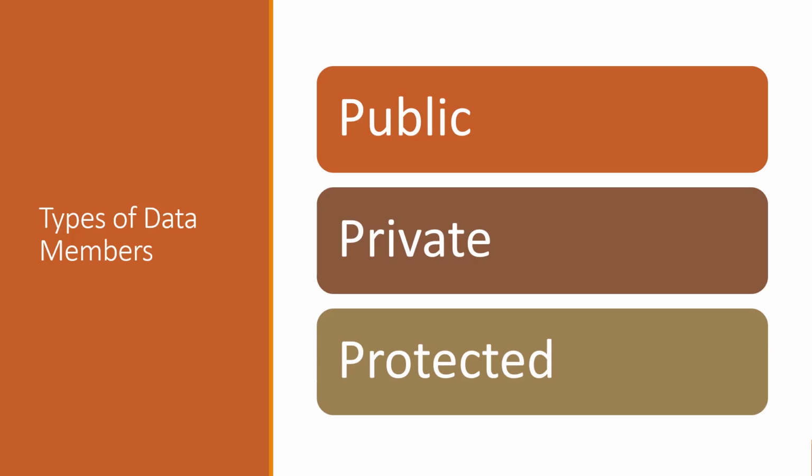A public member is one which is accessible from anywhere outside of the class. Then there is a private member, which is accessible only to the class members, and in the last there are protected members, which are accessible within the class and its subclasses. So let us understand these concepts with the help of an example.